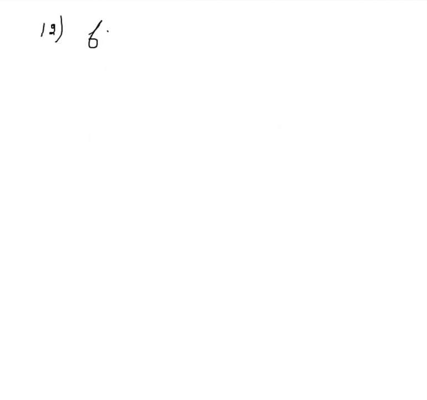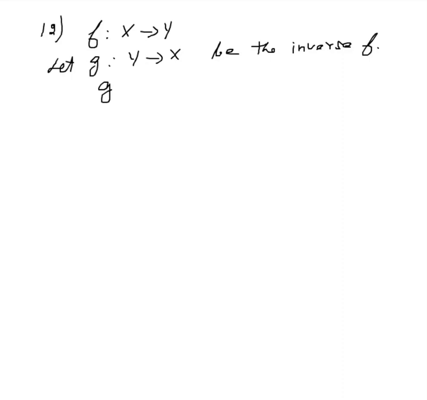Question number 12. Let f from X to Y be an invertible function. Show that the inverse of f inverse is f. f is defined from X to Y. Let g be a function defined from Y to X, and we will assume that this is the inverse. Okay, let g from Y to X be the inverse of f, because it is given that it is an invertible function. g is f inverse.